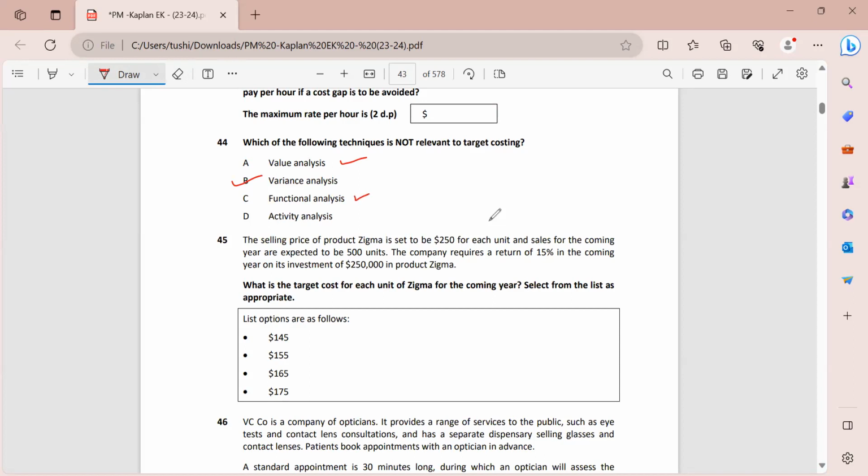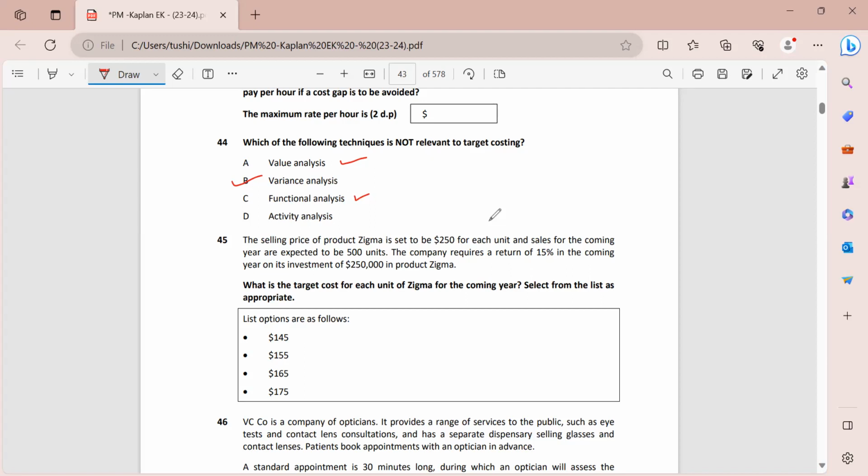Now, what do we do this for? This ensures that a cost gap is reached, or to ensure that the product design is one which includes only those features which the users or the customers actually want. We are not doing any unnecessary features which are costing us money, and the customers don't want that also.